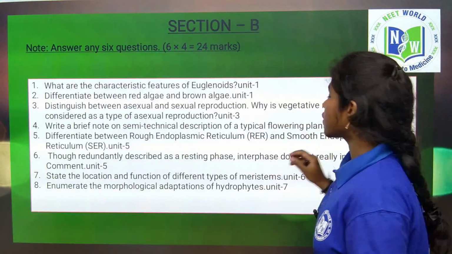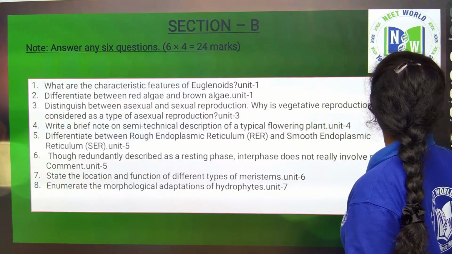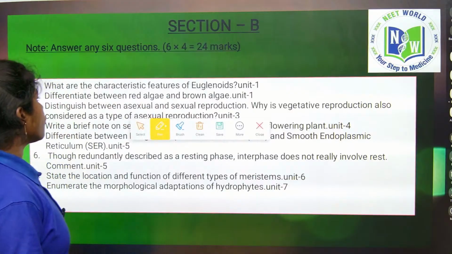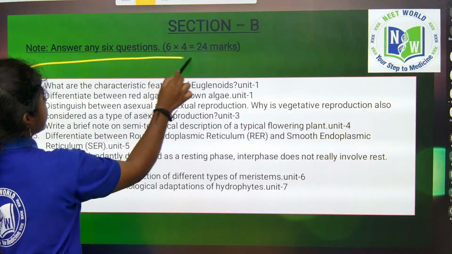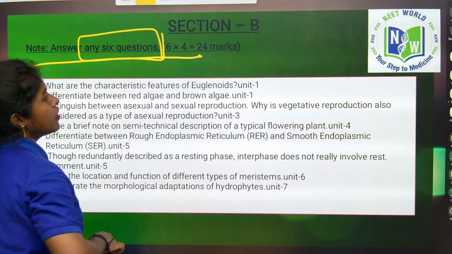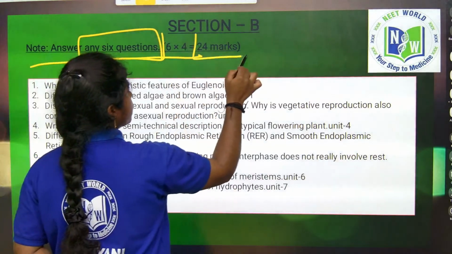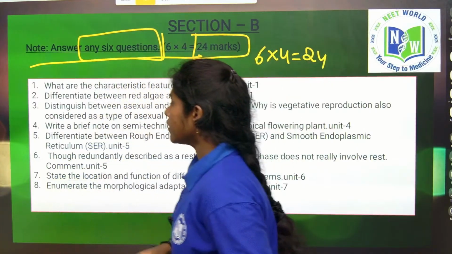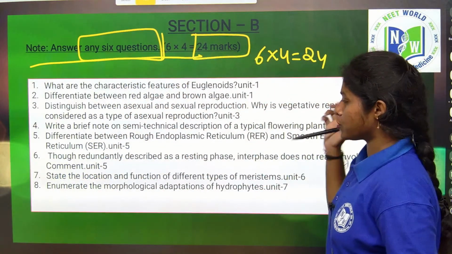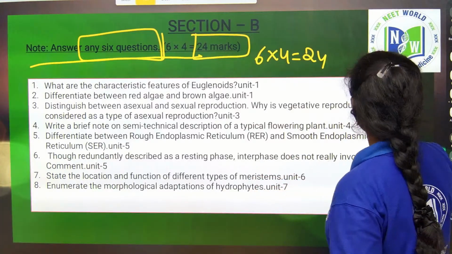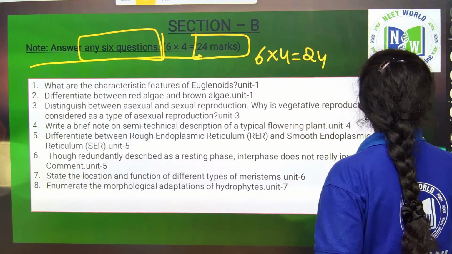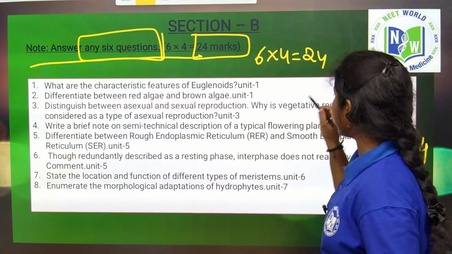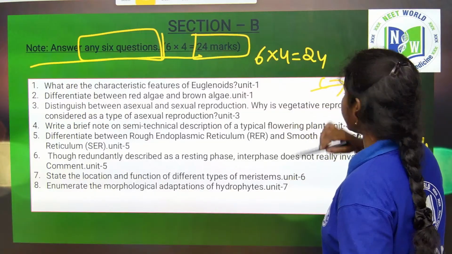Section B is the 4 marks questions. Each carries 4 marks. Out of 8, you have to choose and write any 6 questions, so you will get 24 marks, 6 into 4, 24. Certain chapters are allotted for these as well. If you focus on those chapters, you will be able to write all 6 questions.